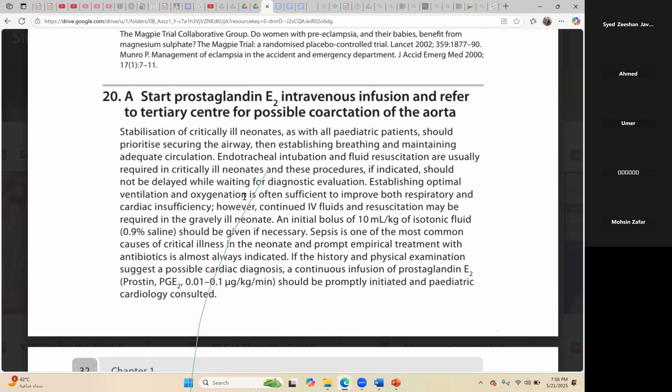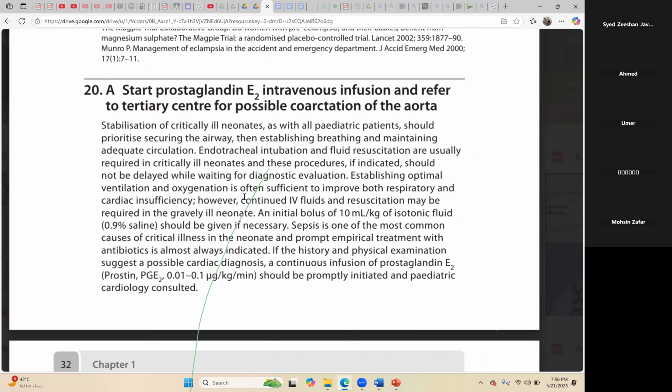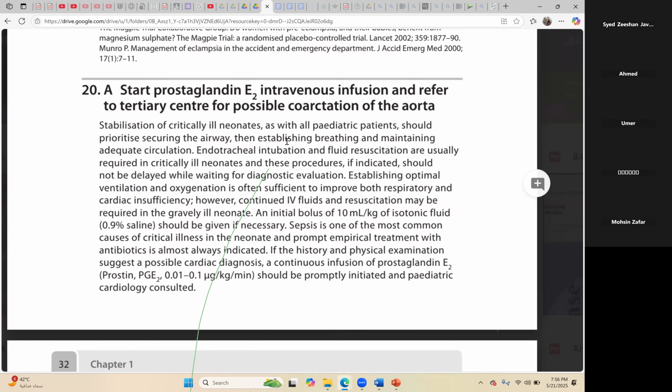Let's read it out because it is difficult. Stabilization of a critically ill neonate, as with all pediatric patients, should prioritize securing the airway, then establishing breathing and maintaining adequate circulation. Endotracheal intubation and fluid resuscitation are usually required in critically ill neonates, and these procedures, if indicated, should not be delayed while waiting for diagnostic evaluation. Establishing optimal ventilation and oxygenation is often sufficient to improve both respiratory and cardiac insufficiency. However, continued IV fluids and resuscitation may be required in a gravely ill neonate.